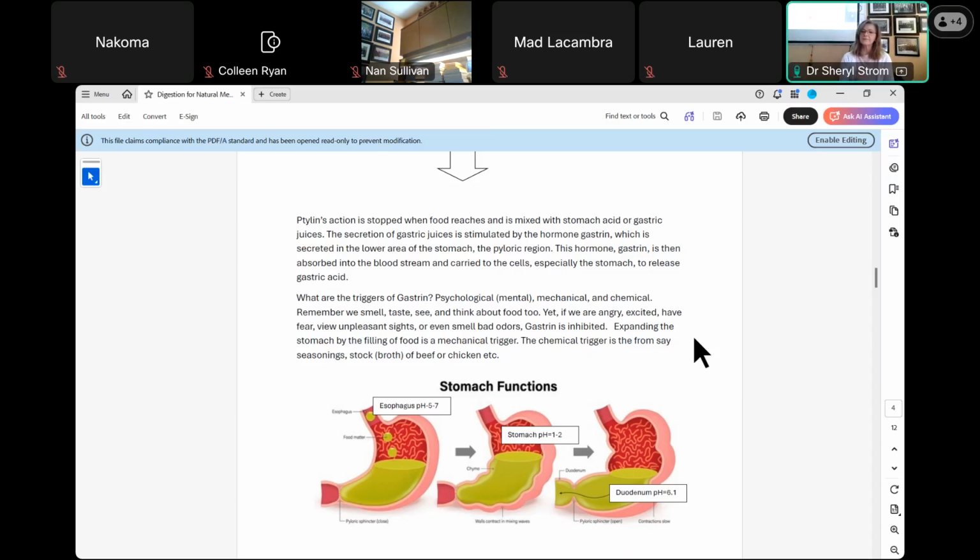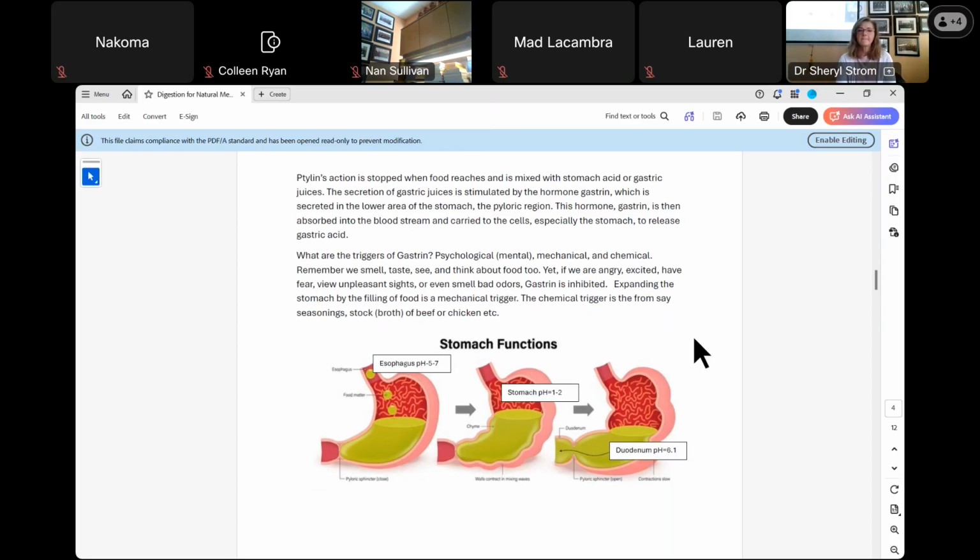The chemical trigger is, oh sorry, I have a typo in there, is from, say, seasoning, stock of beef, chicken, etc. So anything, not the food itself, unless you can smell it, taste it, think about it, that is the chemical trigger. So the chemical trigger is a chemical, right? Sure, why not? Sure, if you want to say that is a chemical as well.